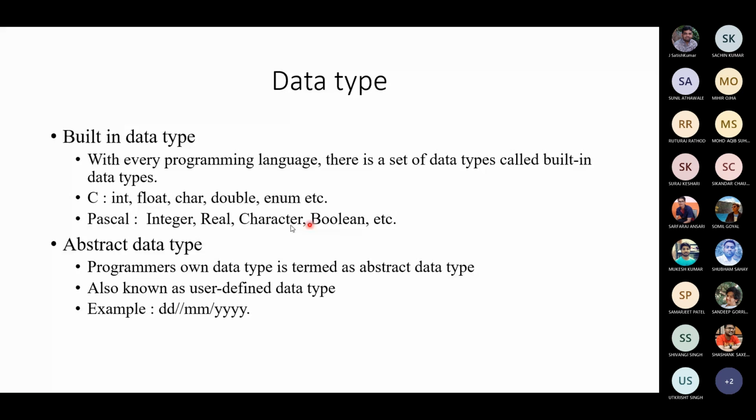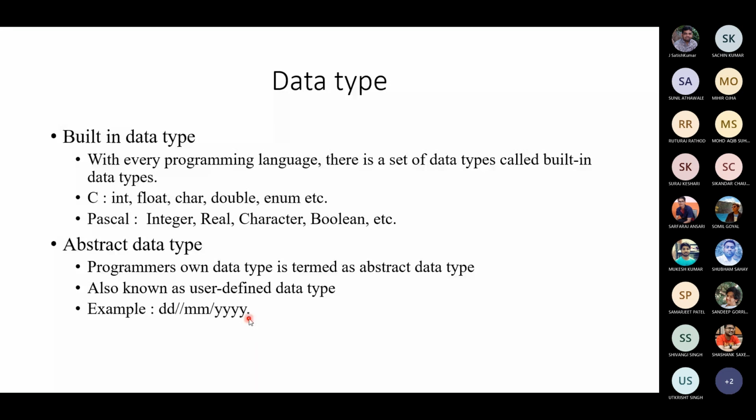But if you observe in your C programming, there is no data type for this kind of date, dd/mm/yyyy. For date, is there any data type in C programming? No, sir.